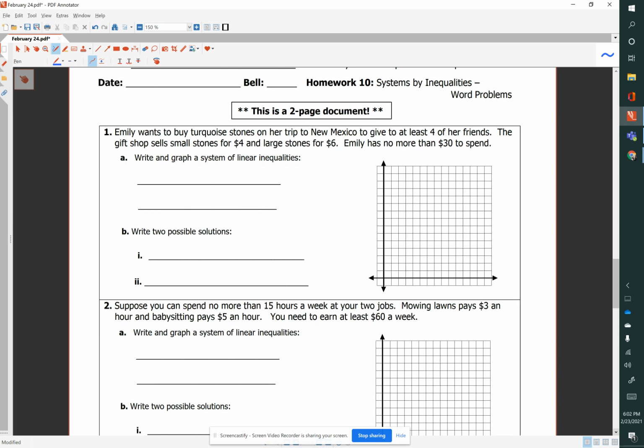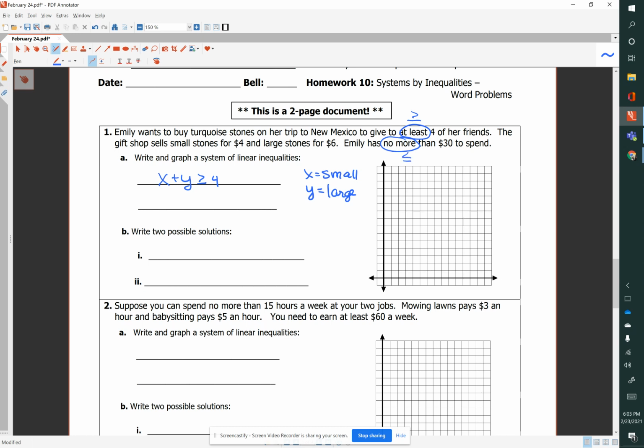So we have to define our stones. We've got these small stones for $4, so we'll make that X. We've got these large stones for $6, that will be our Y. And she wants to buy them for at least 4 of her friends. So X plus Y must be greater than or equal to 4. Let's take a careful look at this language as we do these problems. At least, greater than or equal to. Now, she's got no more than $30 to spend, so that's our less than or equal to.